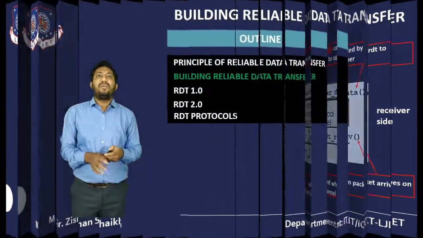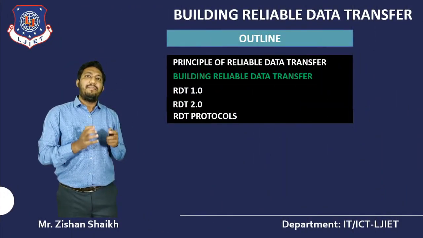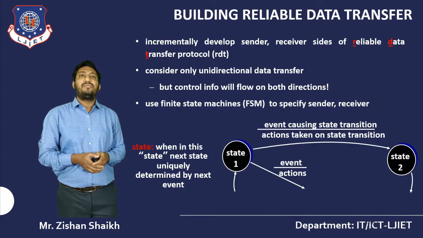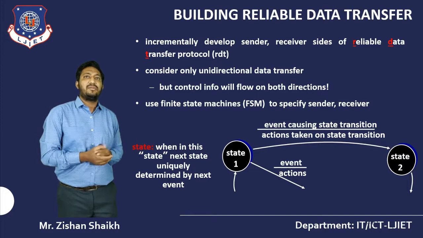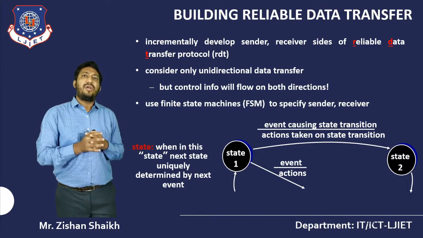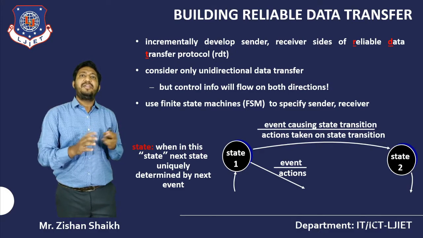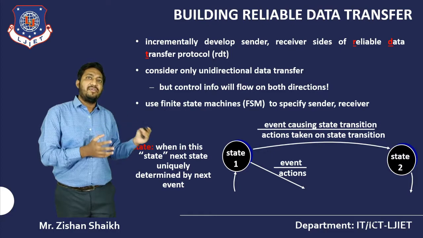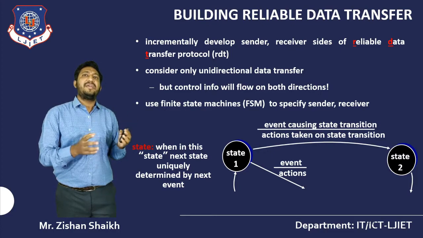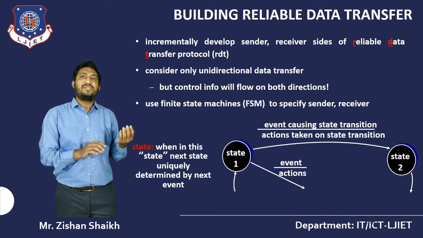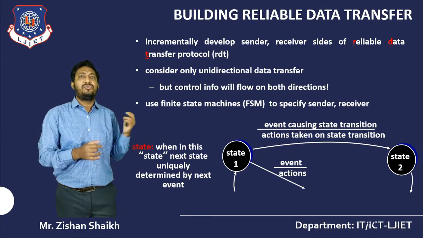Now next we are moving to how we can build the RDT transfer methodology. For that we first have to understand this method. Incrementally, to establish the connection between source and destination, the RDT protocol is introduced. Consider initially that data is transferred unidirectionally, so we can send data from source to destination, or from destination to source, at a time.